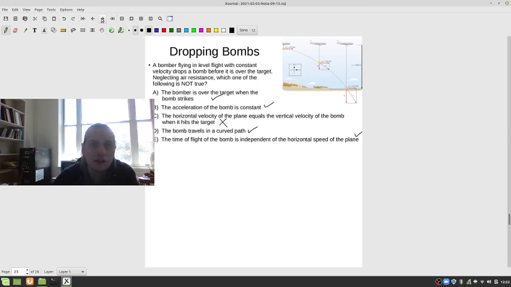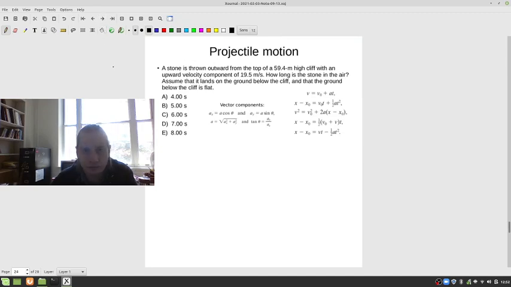Okay, let's give you an example problem, something for you to do tonight when you're studying. That's pretty similar to this plane bombing problem that I put on the test. Okay, a stone is thrown outward from the top of a 59.4 meter high cliff with an upward, oh, I take it back. This is not very similar. It's good to know how to do it though. 59.4 meter cliff with an upward velocity component of 19.5 meters per second.